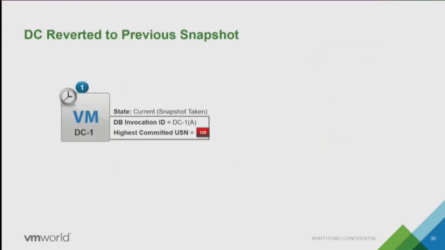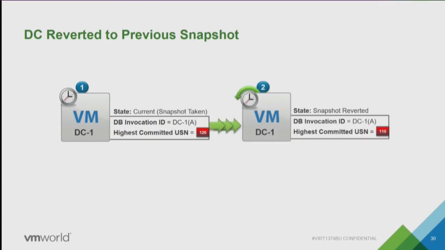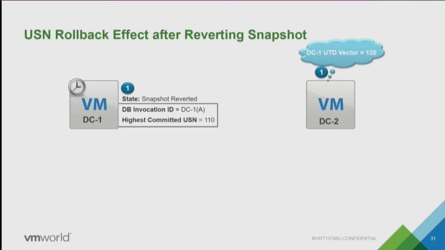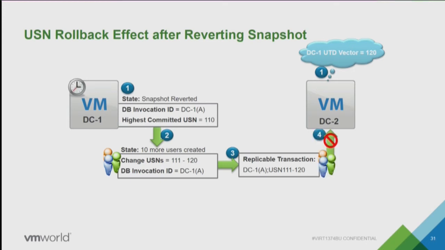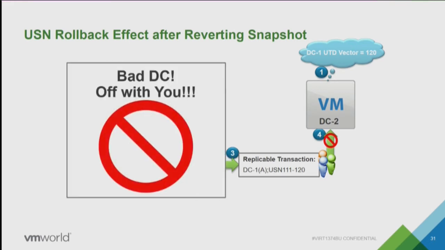So I'm at 120, but now I'm going to revert back to the old snapshot. So now, according to this DC's perspective, I'm back to USN 110. So here we are. This is like the point in the horror movie where they say, the call's coming from inside the house. Everything is working right now until we try to do something. I'm going to create 10 more users, but I'm going to try to reuse 111 through 120 because I don't know they were used. I'm going to replicate them. DC02 is going to say, nope, I don't accept that, and this happens.